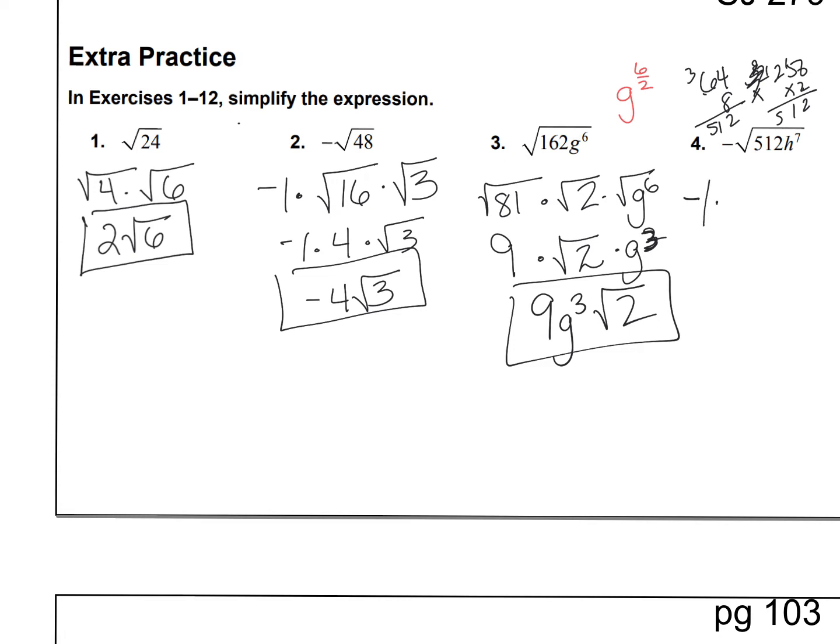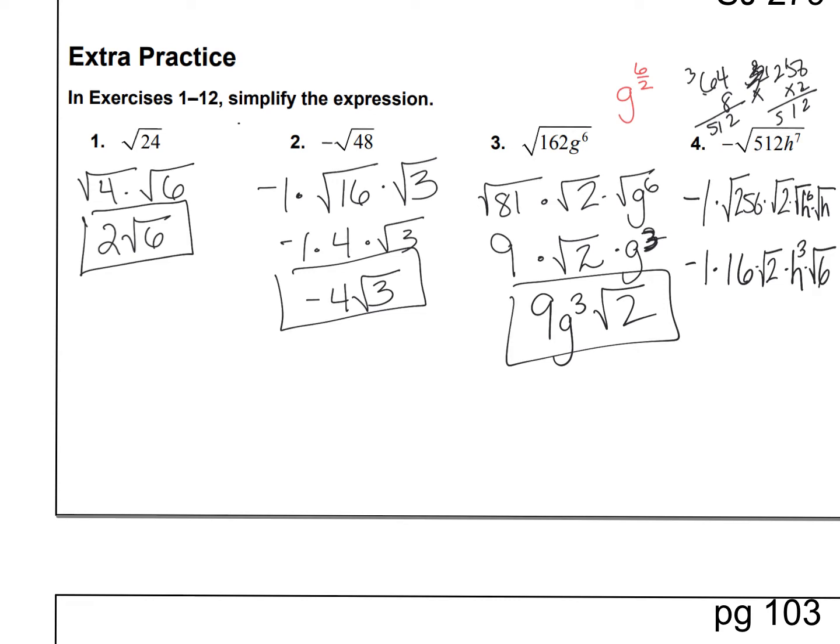So negative 1 times the square root of 256 times the square root of 2 times the square root of, I have h to the 7th power. I want to have an even exponent. So I can rewrite h to the 7th as the square root of h to the 6th times the square root of h, because 6 plus 1 is 7, so that is still equivalent. Then I'm going to take the square root of the things that I can. Negative 1 times the square root of 256 is 16 times the square root of 2. The square root of h to the 6th is h to the 3rd power times the square root of h.